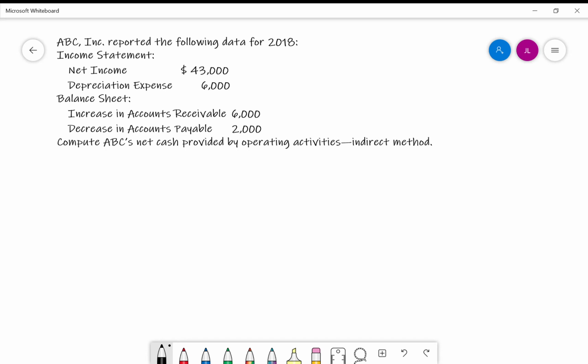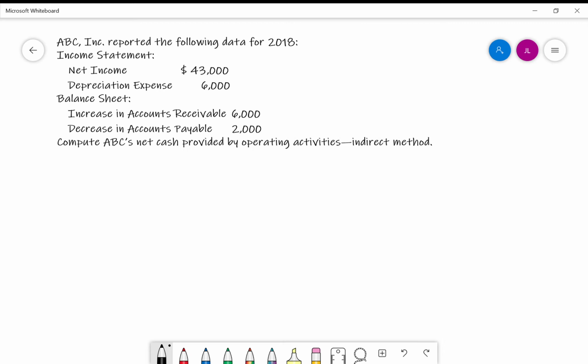Okay, a little primer here on the statement of cash flows, talking about cash provided by operating activities. Looking at this, we've got our old friend ABC Incorporated reporting the following data for 2018. They have net income of $43,000 and depreciation expense off the income statement of $6,000.